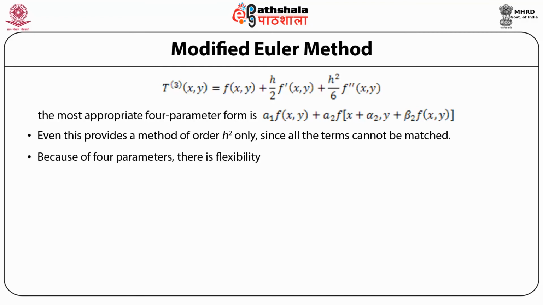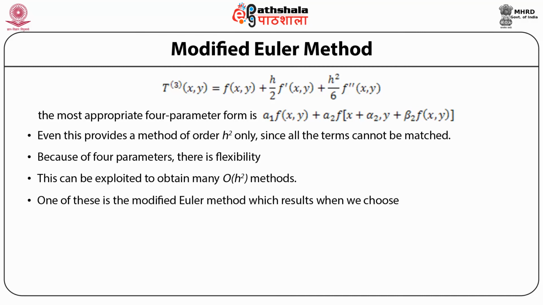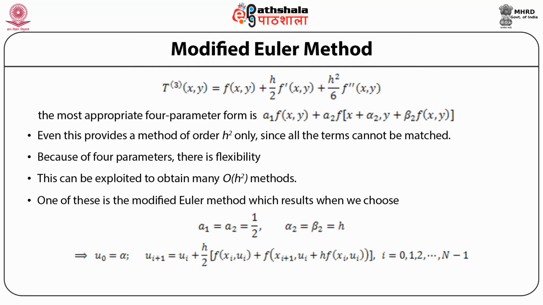Because of 4 parameters, there is a flexibility in this method. Then this can be exploited to obtain many O(h squared) methods. One of these is the modified Euler method, which results when we choose a1 equals a2 equals 1 by 2, alpha 2 equals beta 2 equals h. So u0 is equal to alpha, u(i+1) will be equal to ui plus h by 2 into f of xi, ui plus f of x(i+1), ui plus h f of xi, ui, where i varies from 0 to n minus 1.